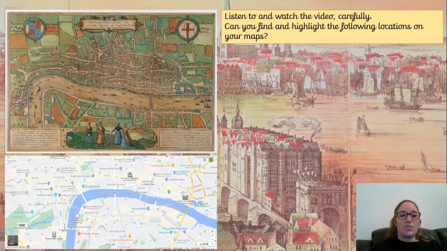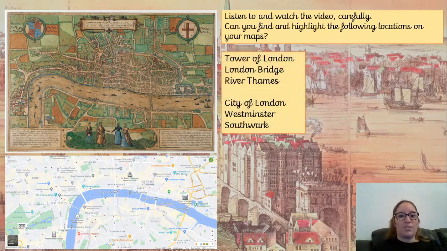Okay, so in the resources there is this, you've got the smaller map with the recent map underneath. If you can print it then marvellous, if you can't that's fine, you can just write the differences between the maps. Perhaps you could draw the bottom map, have a go at drawing both if you like, but it's more important that you can understand the differences and similarities. So on your maps, can you highlight the following? The Tower of London, London Bridge, the River Thames, the City of London, and Westminster and Southwark.